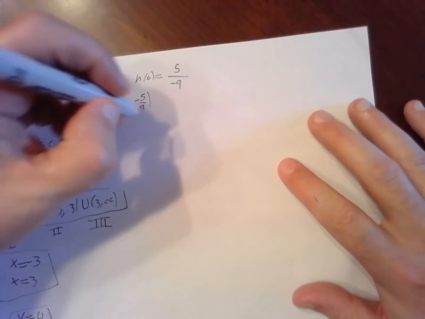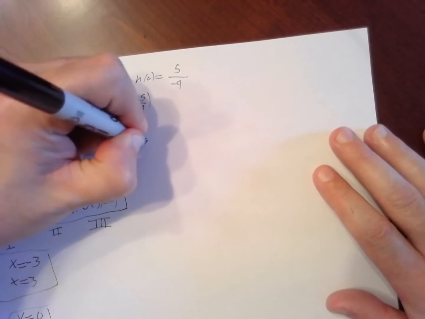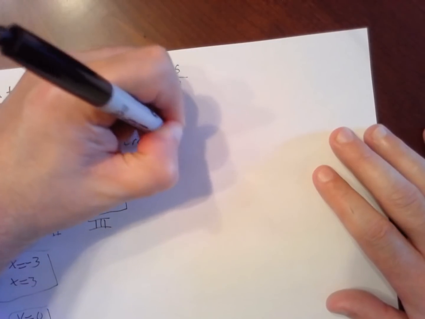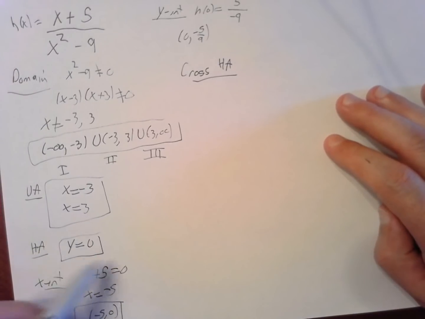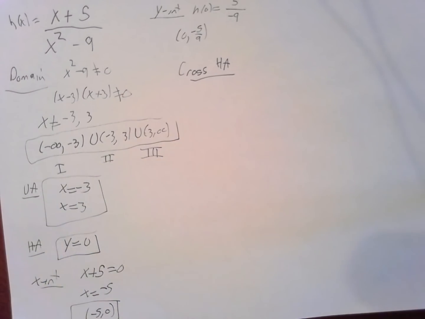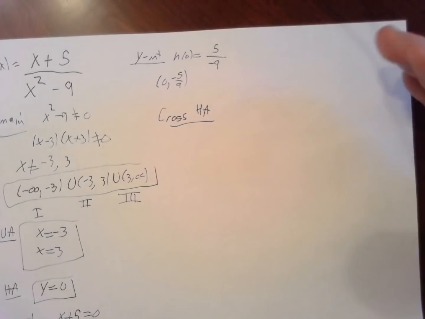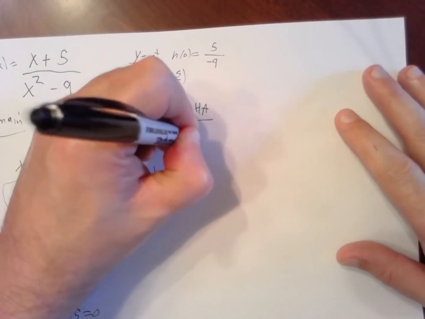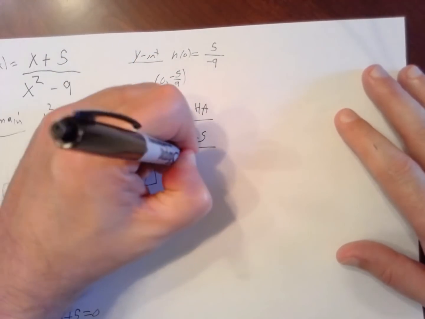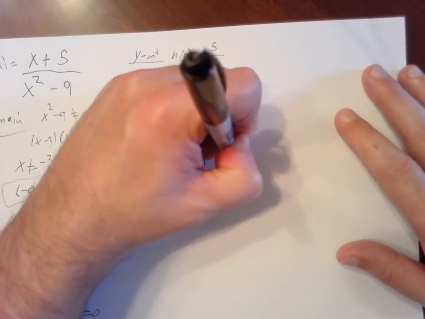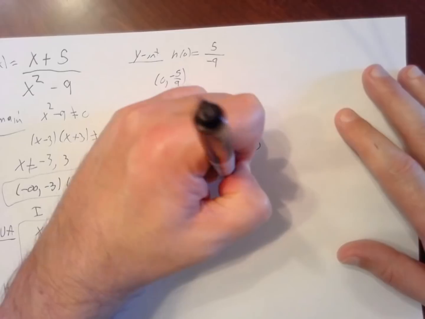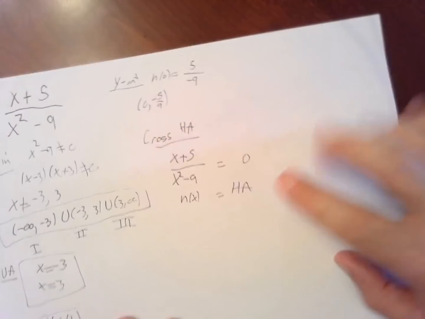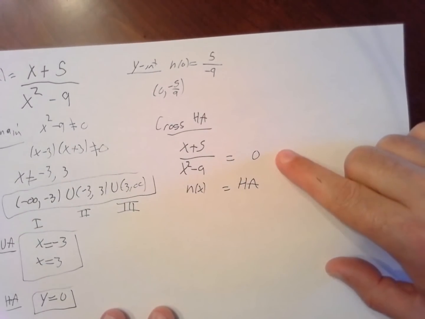Okay, technically we have to check, do we cross the horizontal asymptote? But anytime your horizontal asymptote is y equals 0, you've already answered that question. I mean, we'll go through the work. Set the function equal to the horizontal asymptote. That's the function. That's the horizontal asymptote. And try to solve.